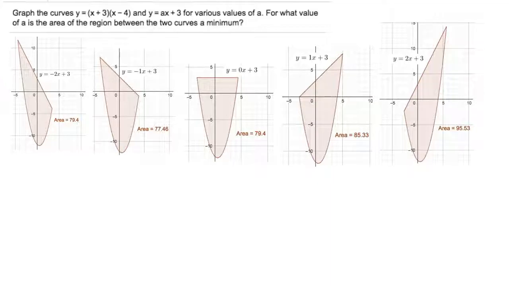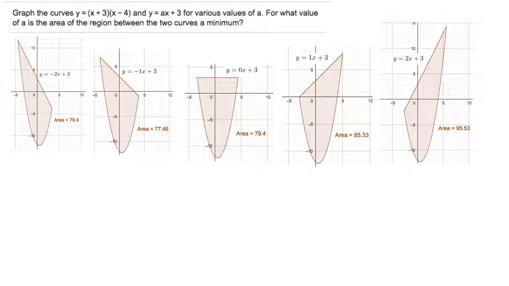I'll try to give you an indication of the brute force way, but I'll also try to give you an indication of how you can use a little bit of intuition. So the question asks us to think about a parabola and a line, but the line has variable slope. So it asks us to think about that for various values of a, and then asks us a question about how to make the region between the two curves have minimum area.